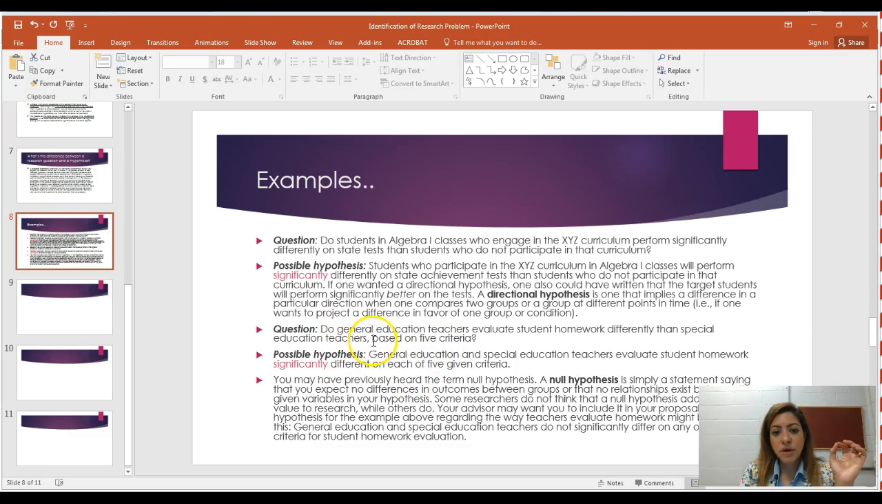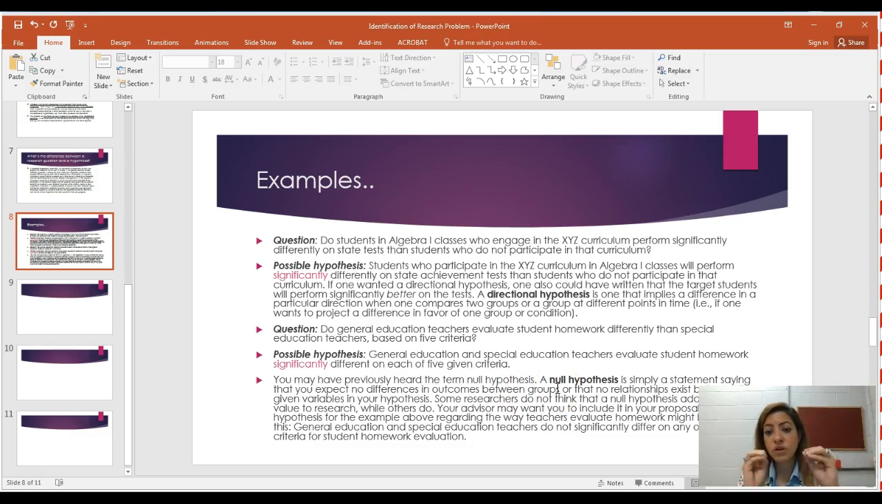When you go to this question about the evaluation and see how specific that was, based on 5 criteria, this is a specific good example of a good question. The possible hypothesis that you can choose is general education and special education teachers evaluate students' homework significantly different on each of the 5 given criteria. You can go directional and say one group uses the criteria more than the other group, or you can just say that there will be a significant difference. Or you can say the null hypothesis.